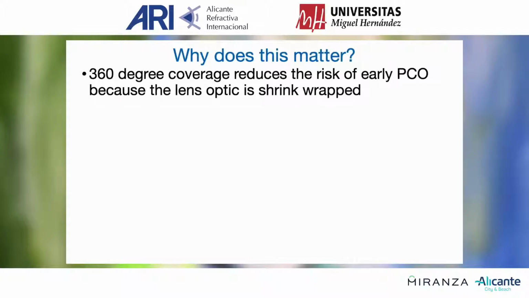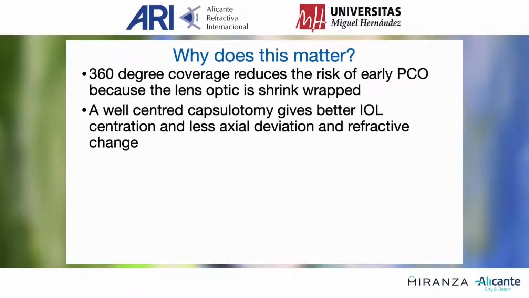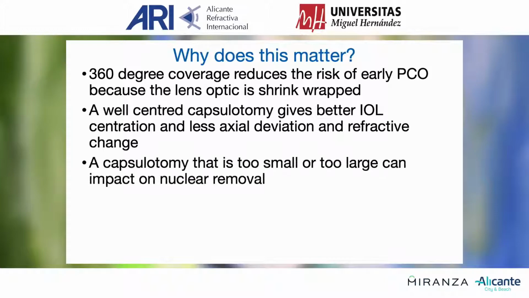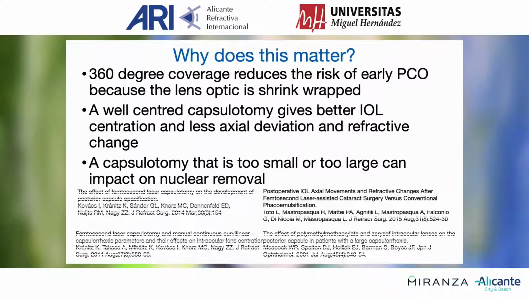So why does this matter? Well, we know that 360-degree coverage reduces the risk of early PCO because the lens optic is shrink-wrapped. A well-centered capsulotomy gives better IOL centration and less axial deviation and refractive change. And a capsulotomy that's too small or too large can impact on our nuclear removal. This has been shown in many studies, some of which are highlighted here.